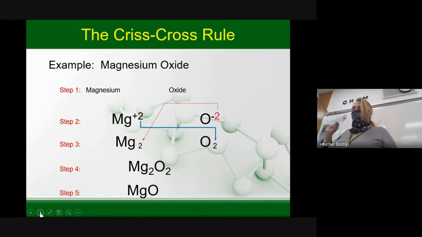The only thing tricky that you have to watch out for if you do the crisscross rule is that Mg2O2 doesn't make sense. It's called a formula unit, so it has to be reduced down to its lowest ratio. So if you use the crisscross method, just make sure you can't reduce them. Make sure they don't have a common denominator.